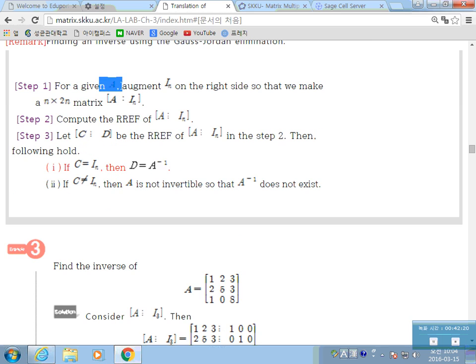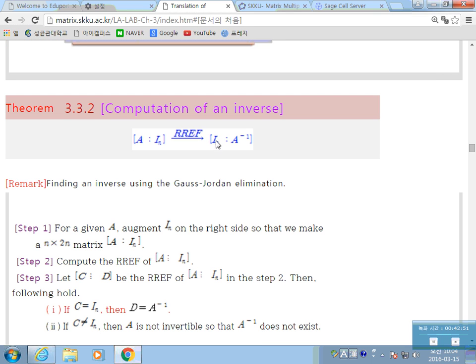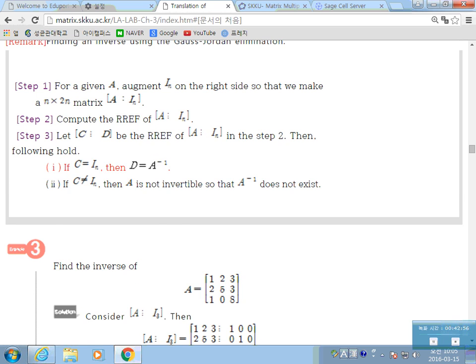When you have a matrix A, make an augmented matrix of A and the identity, then compute the RREF of this. Let's say C and D form the RREF of this. If C is the identity matrix, then D is the inverse of A. If C is not the identity, that means the matrix A is not invertible. Got it? So if this part is not the identity, then this matrix has no inverse. That's the whole idea.